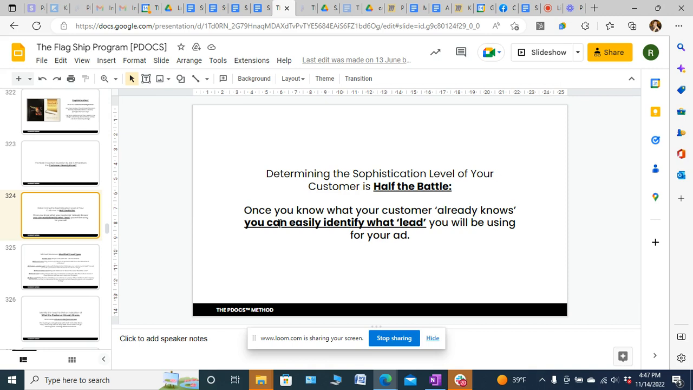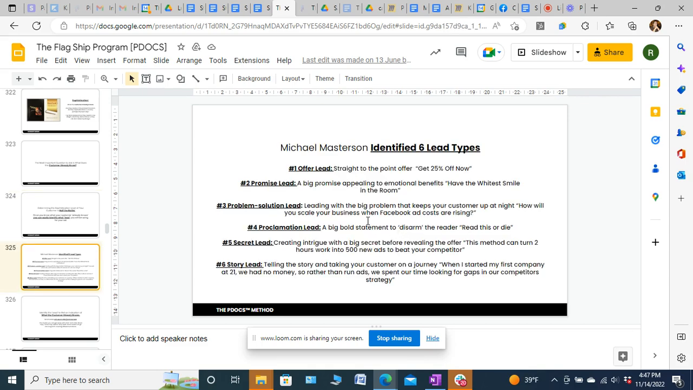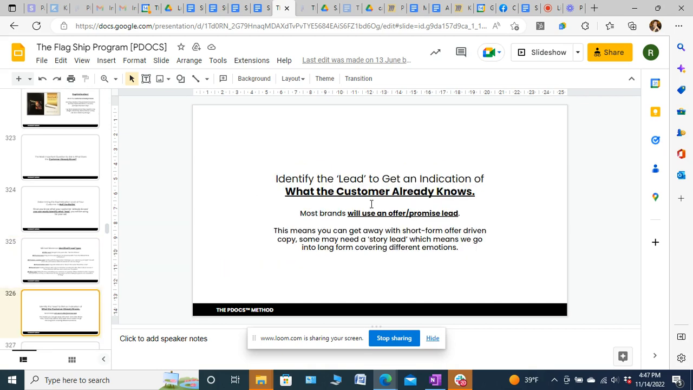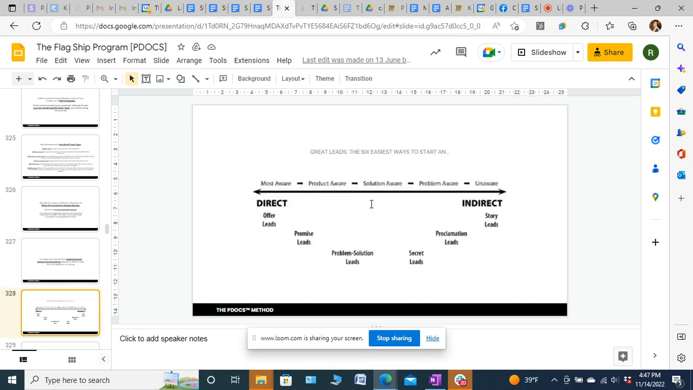Once you know what your customer already knows, you can easily identify what lead you'll be using for your ad or content. So don't mind the word ad here. This is the same with organic, right? But what we really need to know is the different lead types to use, right? So an offer lead is for your most aware audience. And I want you to understand the audience sophistication level along with this. So I'll go back to this in a minute, right? I kind of want to share the chart, right?